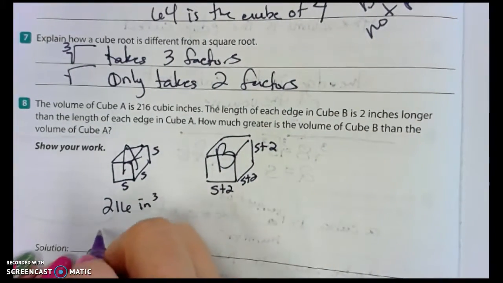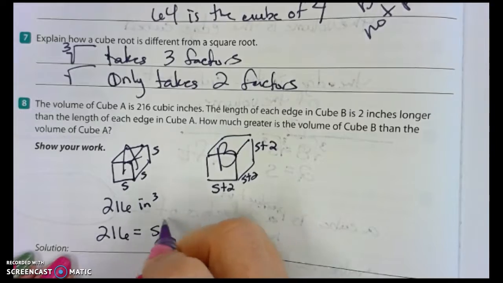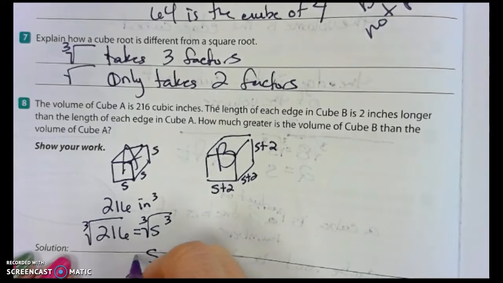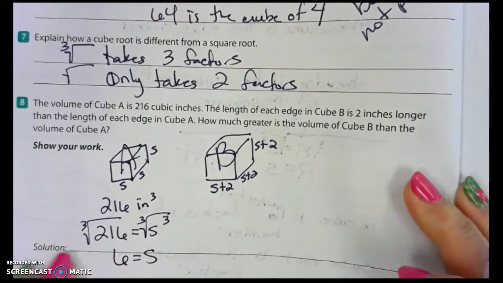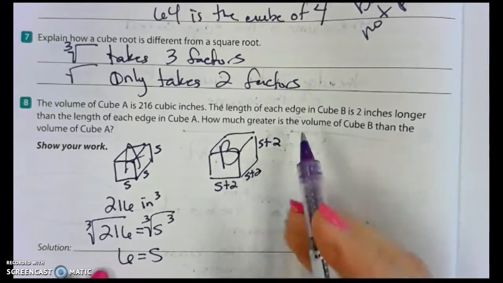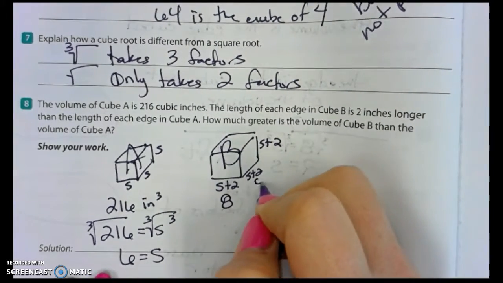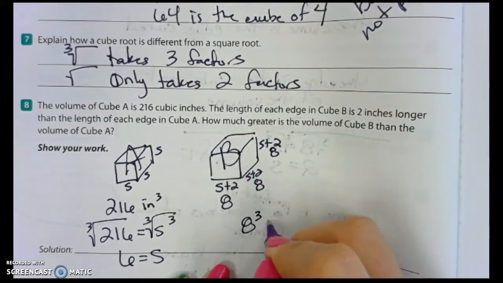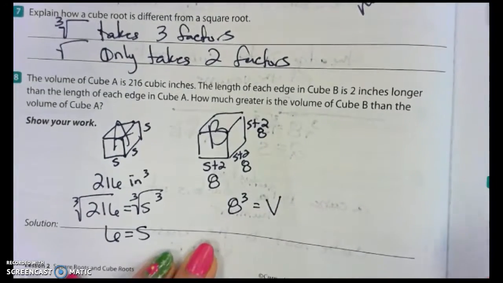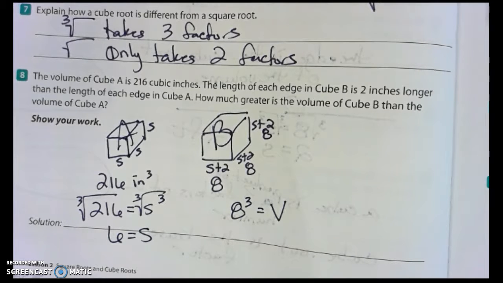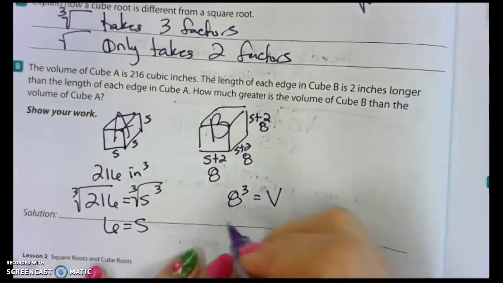So 216 equals the side cubed. When you take the cube root of both sides, your side equals 6. That would be 6 inches. For cube B, 6 plus 2 makes 8. So it would be 8 by 8 by 8, or 8 cubed equals the volume. 8 times 8 is 64. And when you multiply that by 8 again, you get 512.